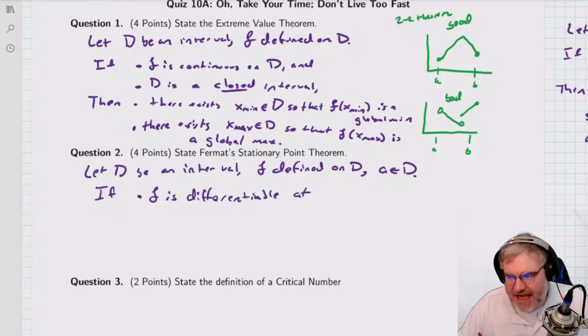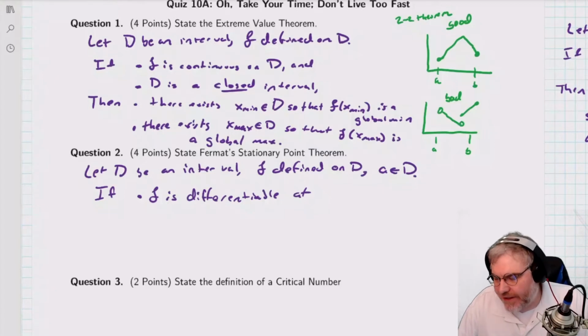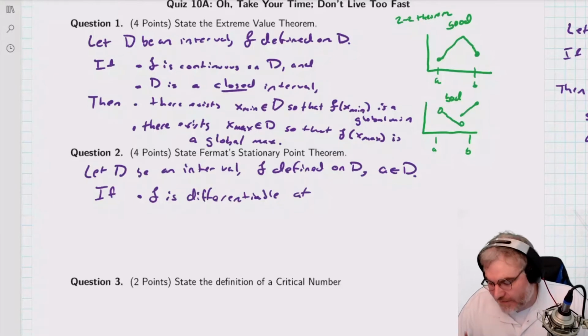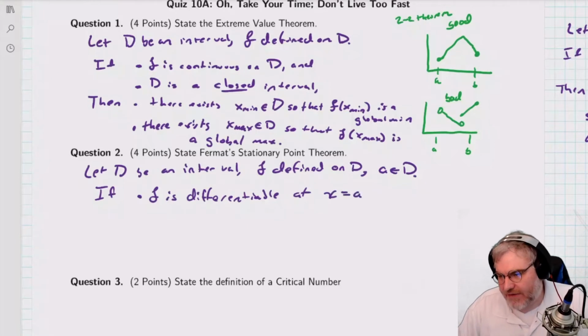And I hate this X equals stuff, but the book does it and everybody else wants to do it. So F is differentiable at the X value A, right? A is part of D, right? So I've already said that. I don't need to say X equals A. I just say F is differentiable at A. But they all want to write X equals A. Okay, fine.